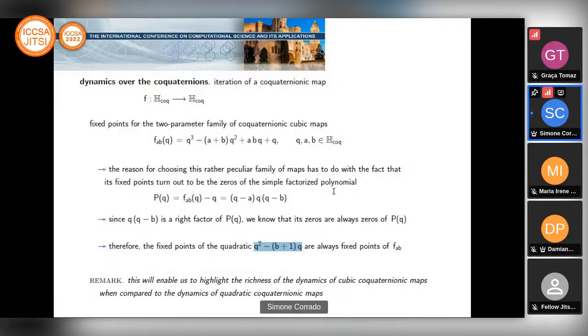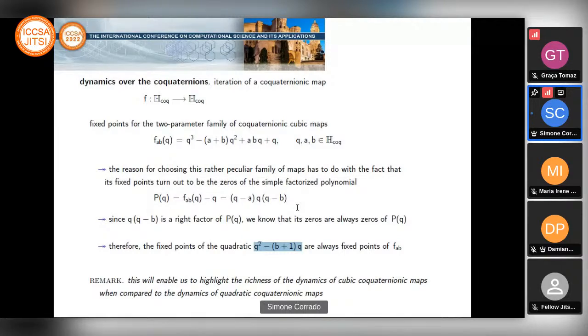This is something that we already studied, and we know already the fixed points for those maps. So the idea is that we are studying the fixed points, the zeros of a cubic polynomial, by knowing the zeros of the right factor, the quadratic polynomial that we have here. So let me just stress this. This is very, very important.